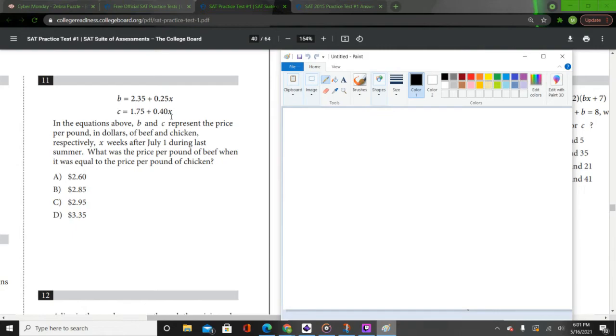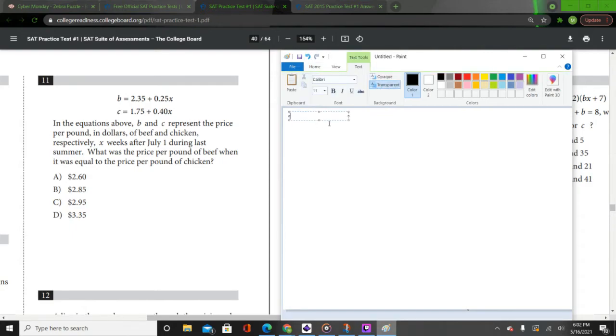So we can solve for either beef or chicken, but we have to find the intersection point. So actually, this is really easy to do. Basically, we have to find the price of beef or the price of chicken. So what we're going to do is, I guess I'll type it out: step 1, equate both sides, both equations, because it's asking when are they equal.